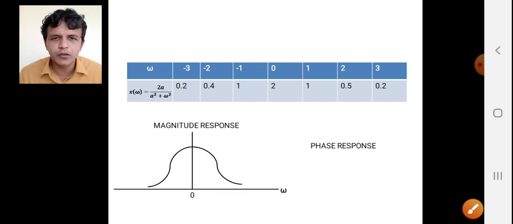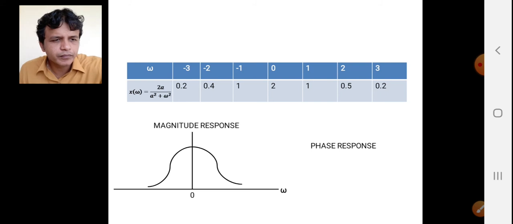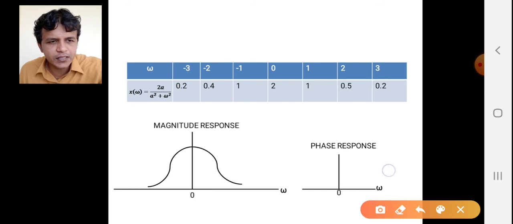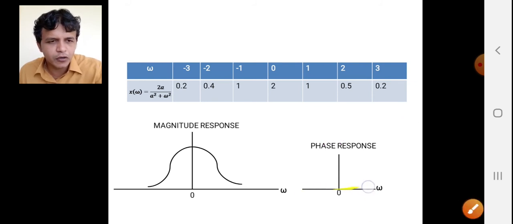When we talk about phase response, it is tan inverse of imaginary part divided by real part. In the frequency domain signal there is no imaginary part, so it becomes tan inverse of 0 divided by the real part. The real part is 2a divided by a square plus omega square, so we have tan inverse of 0, and tan inverse of 0 is 0. So we will be having the phase response like this. Along the x-axis we have the angular frequency, and along the y-axis we have the phase, phi equal to tan inverse of X of omega, or angle of X of omega, and that is 0 for any value of omega.